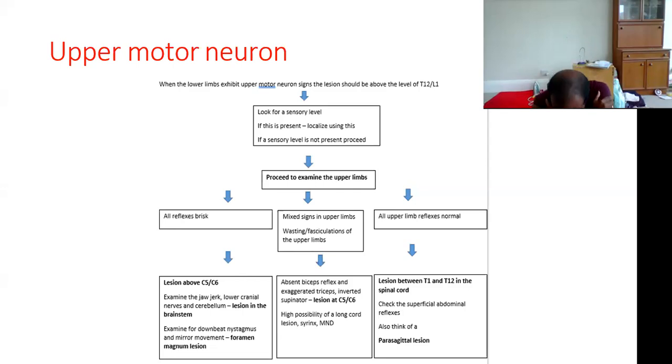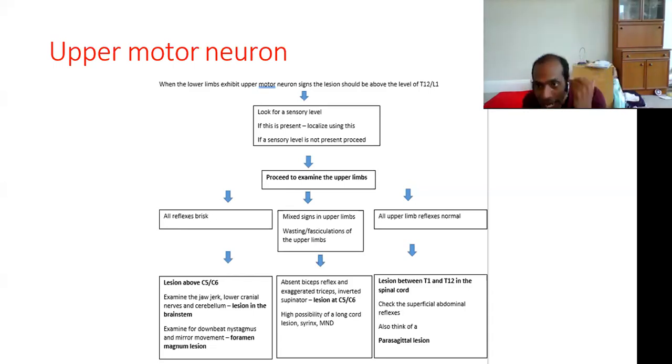Upper limb reflexes. All the upper limb reflexes are brisk. Everything is brisk. Then where should the lesion be? In the upper limb reflexes, all are brisk. So again, I revise C5, C6, C7, C8.